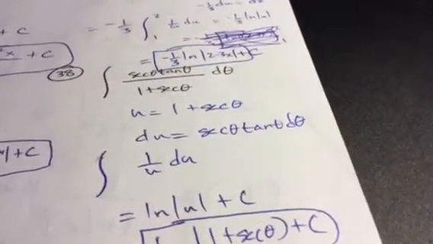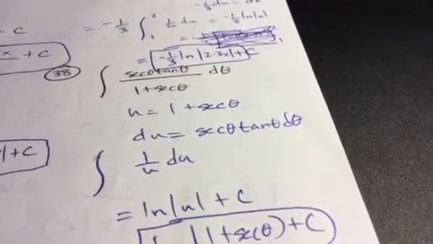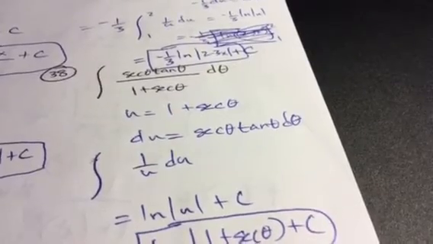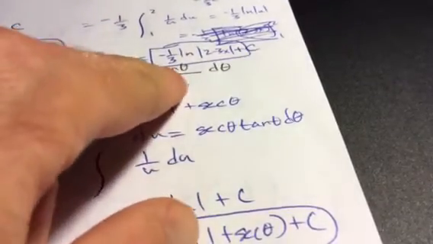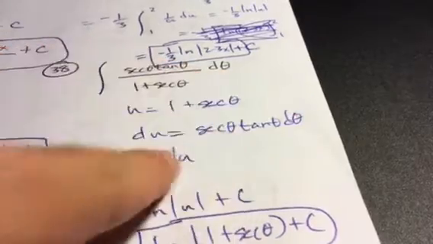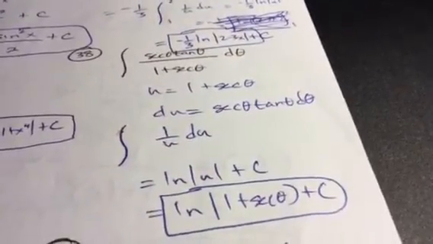This one, folks, you're going to let u be 1 plus secant theta. And the derivative of u would be secant theta tan theta d theta. All right, everything kind of cancels out, or gets substituted pretty nicely, and that's how there should be an absolute value after the theta.